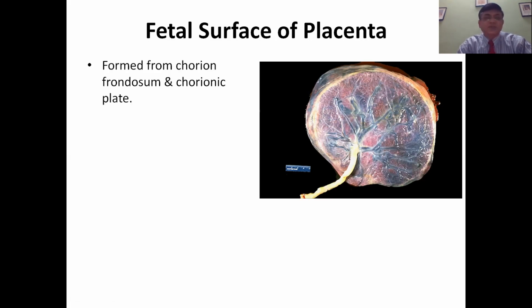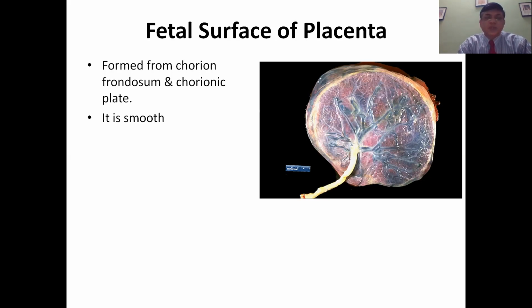So you can take down, the fetal surface is formed from chorion frondosum and chorionic plate. Don't worry about these two terminologies. In the next few slides, we'll have an explanation for this. Just remember at the moment, the fetal surface of the placenta is formed from chorion frondosum and chorionic plate.